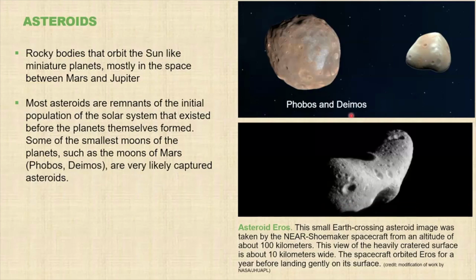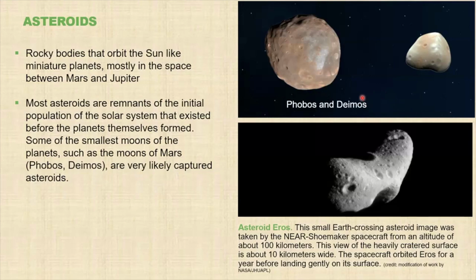Some of the moons look like this. So this is actual Earth. This is an actual asteroid called Eros. A small Earth-crossing asteroid, image taken by the NEAR Shoemaker spacecraft from 100 kilometer altitude. This is 10 kilometers wide. But the moons of Mars, they are not circular. They are not massive enough. Usually more mass results in a circular object. They don't look like our Moon when you say moons.